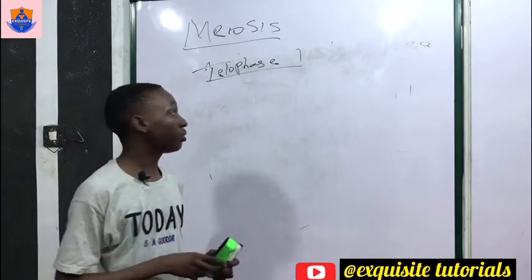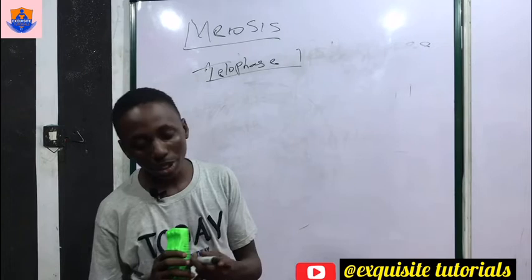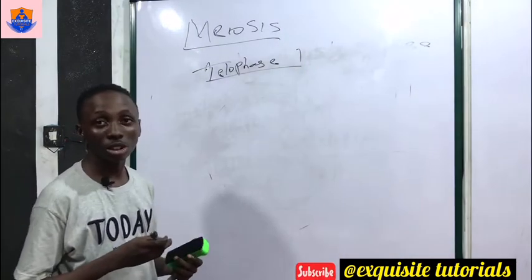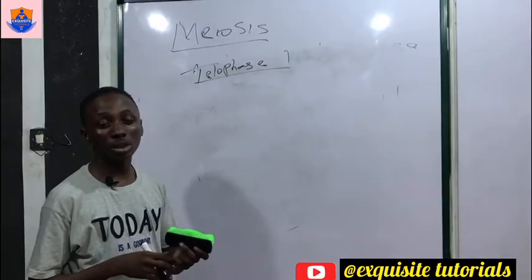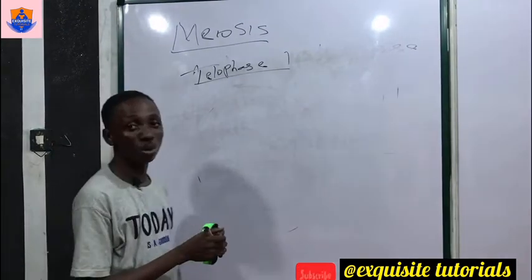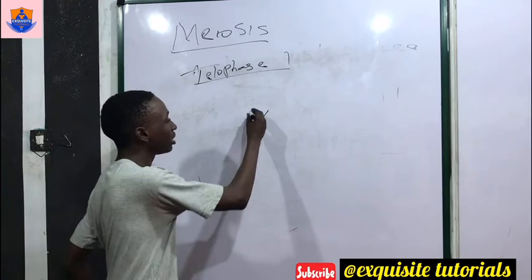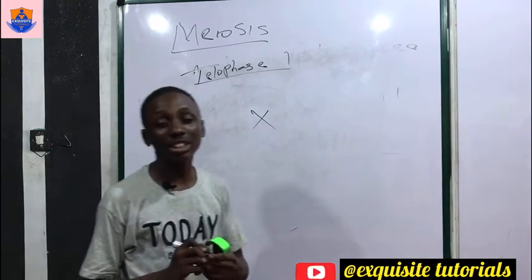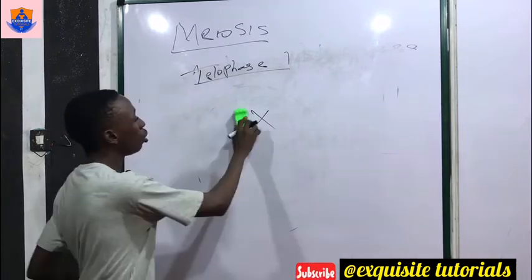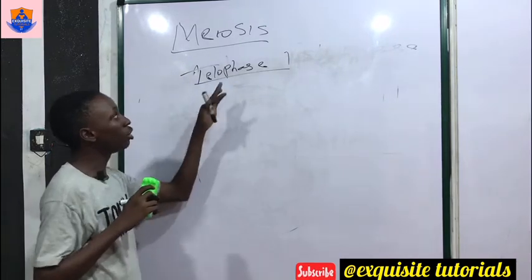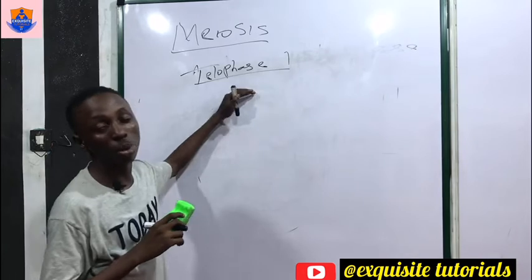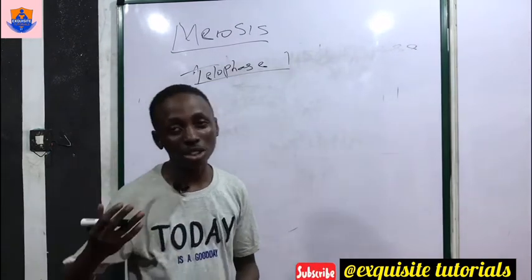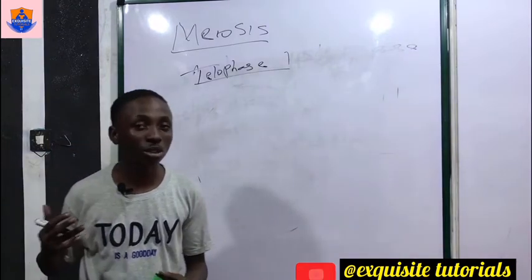But after the telophase 1 stage, there will still be a need for further division because each cell still contains homologous pairs of chromosomes that still need to be separated and divided into another set of daughter cells. So at the end of the first stage of meiosis, we have two cells. Each of these two cells will now undergo the second stage of meiosis.